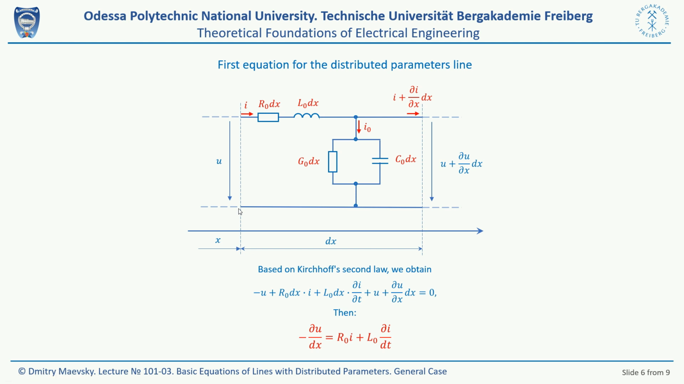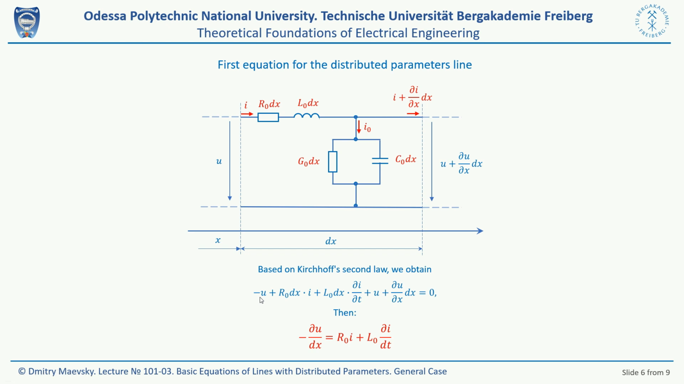To do this, we will write an equation according to the second Kirchhoff law, also known as the law of voltages, for a circuit that is formed by a voltage at the beginning of the section, a resistor R0 dx and coil L0 dx, and a voltage at the end of the section. Go around the circuit clockwise. The voltage at the beginning of the section is directed against the circuit bypass, so it enters the equation with a negative sign.